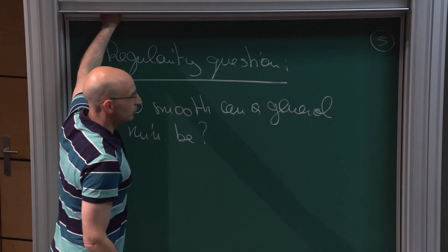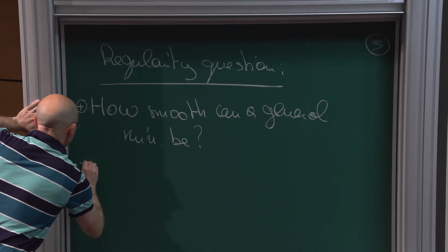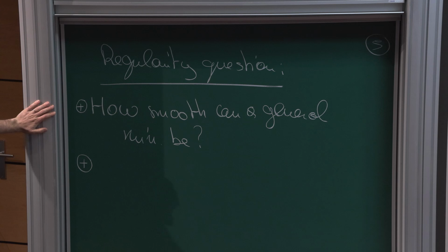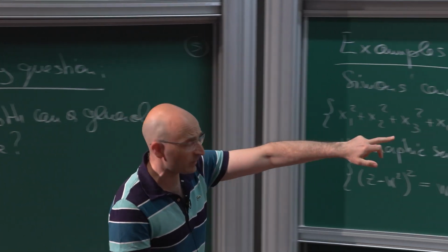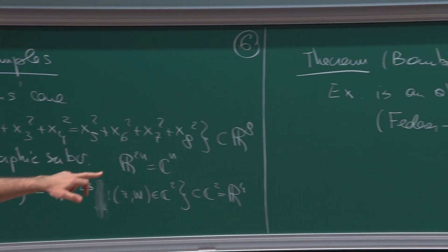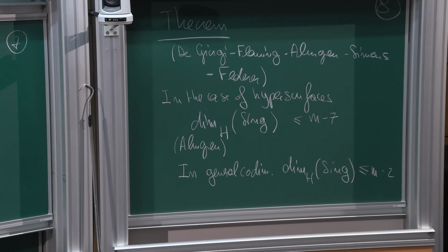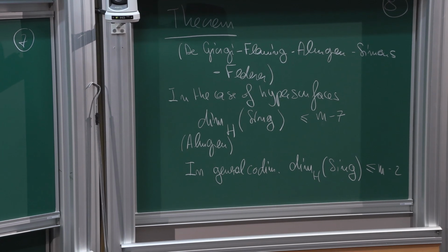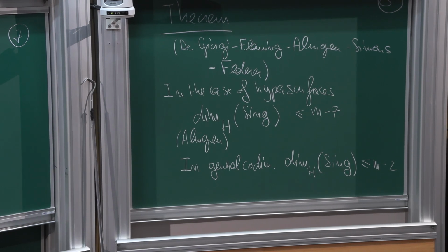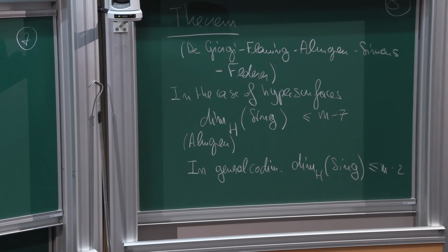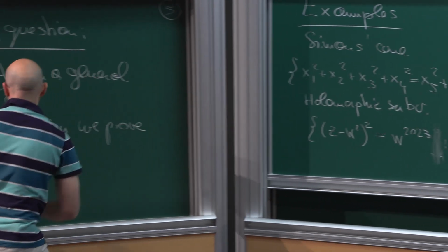Therefore, I'm going to talk about a further question. So we know that they cannot be regular. We know that we have examples of singularities, and we know that we have a theorem in which the dimension of the singularity matches the dimension of the example. And so the further question that you can ask is which structure can we prove for the singular set?